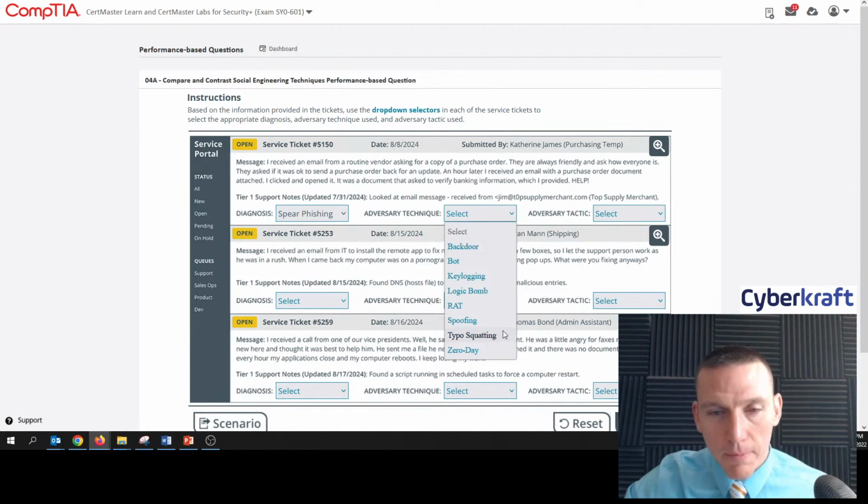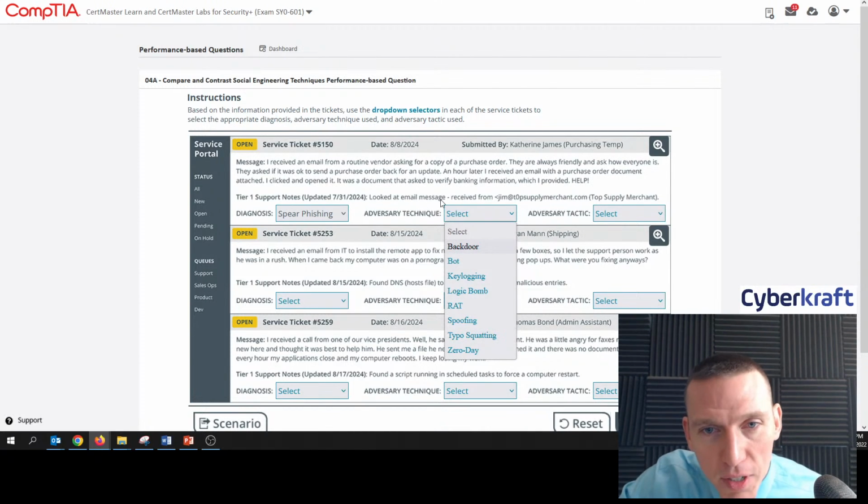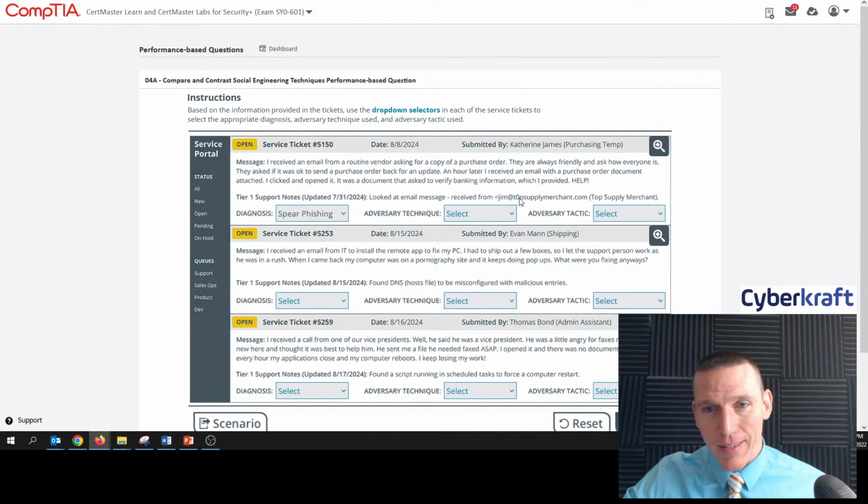Okay, typo squatting. This is when you change either a piece of an email or a piece of a website to look very similar to a real email or website, except for one or two characters. Let's take a look at this email address and see if we see anything. Received from Jim at topsupplymerchant.com. Okay, this right here is a little suspicious. Now that could be a 0. Actually, it is probably a 0 because everything else is lowercase. So if everything's lowercase, that has to be a 0. If that's a 0, then that's a clear indication that that's typo squatting. Now that's a pretty tough one to catch, but I think that would be a 0 there.